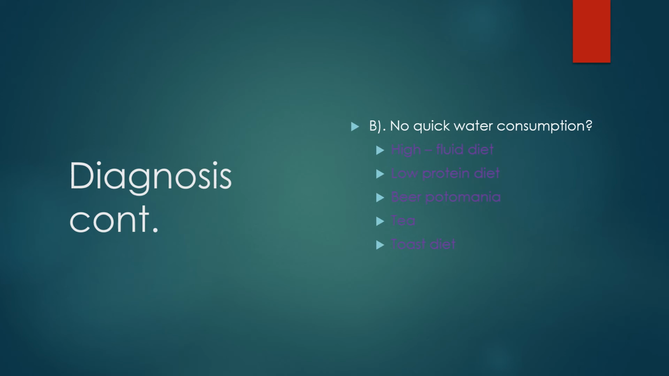Okay, there is no quick water consumption. Then we are still curious where the problem is. Maybe this is a high fluid diet, okay? Low protein diet. This person is taking alcohol and we're now dealing with beer potomania. Tea ingestion, toast diet, we need to find out.